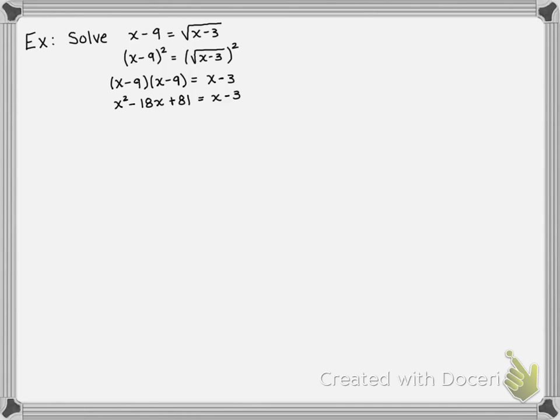What type of equation is this? Quadratic, so I'm going to get a 0 on one side. So I will subtract x from both sides, and then I will add 3 to both sides. And then we will factor. This factors into x minus 12 times x minus 7.